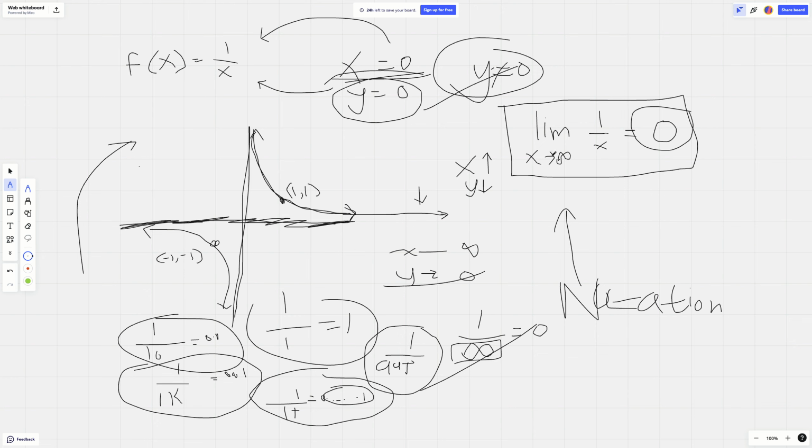Try to graph 1 over x on your own, and I'll give you a quick challenge problem. Find the limit as x approaches negative infinity. Try to find that on your own. You can interpret it graphically. You can write out some algebraic examples as well, but try to find that limit as a quick exercise.